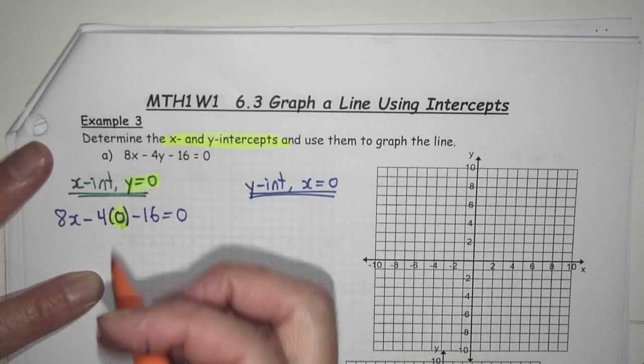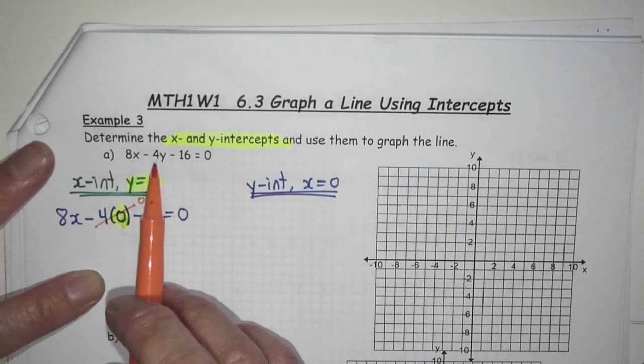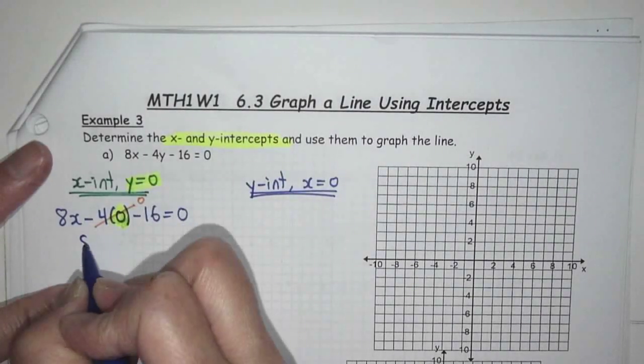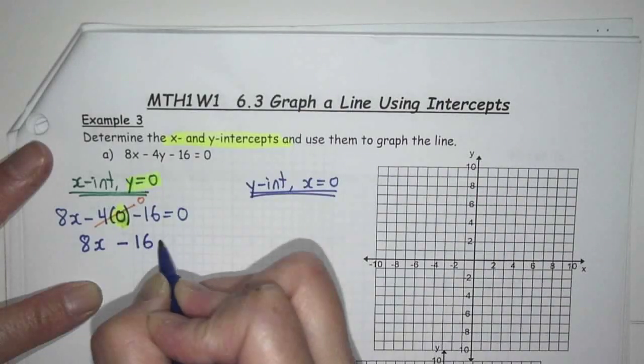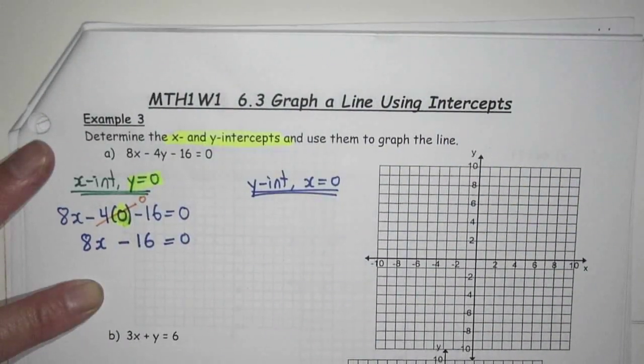And 4 times 0, that becomes a 0. We've got 8, and you're going to rewrite everything that's left over: 8x minus 16 equals 0. That's gone because I put 0 in for y. So make sure I'm doing that right.